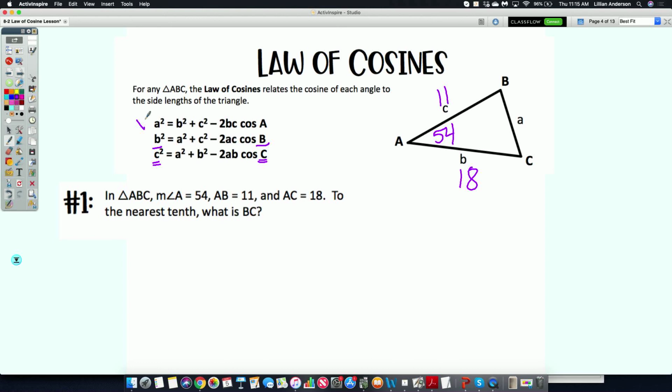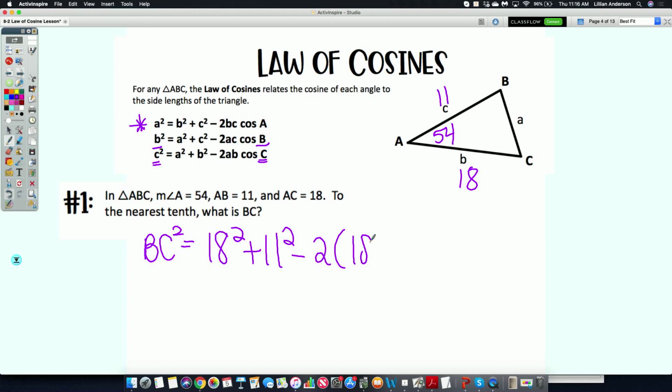So then I'm going to use this first formula right here to find BC. So I plug it in. BC squared equals b squared. What's b? 18. Plus c squared. What's c? 11. Minus 2 times b, which was 18, times c, which was 11, times cosine of angle A. Angle A is 54. So I basically typed this entire line into my calculator.